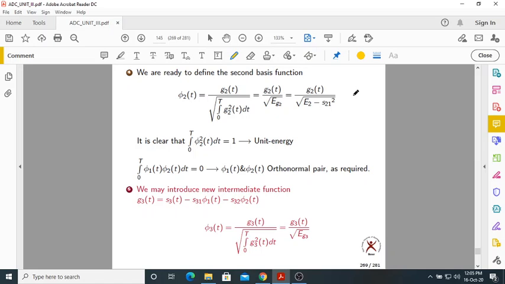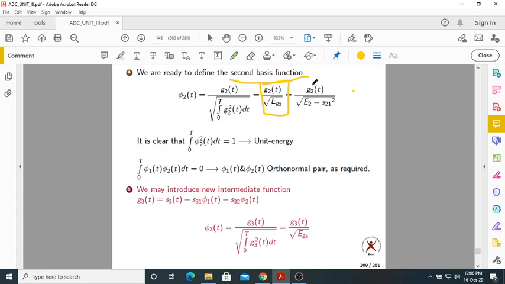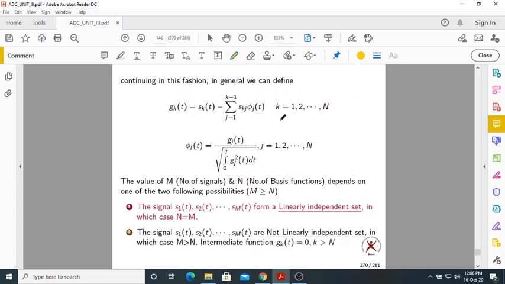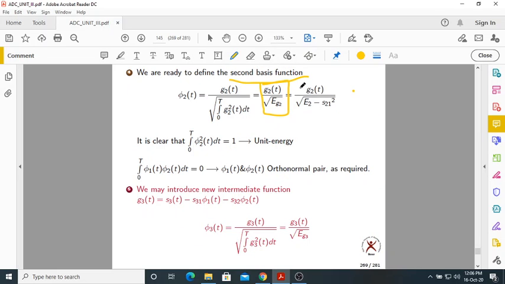Now, how to find the next basis function? To find the second basis function, phi 2 of t equals g2 of t divided by the square root of its energy. What is g2 of t? It is called the intermediate function, which is defined as S2 of t minus S21 phi 1 of t. So g2 of t divided by, what is the energy of g2 of t? That is Eg2, which we just found. How much? E2 minus S21 whole square. Substitute here.